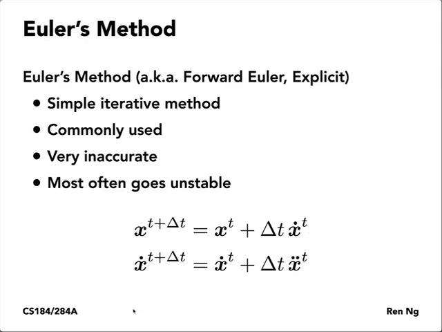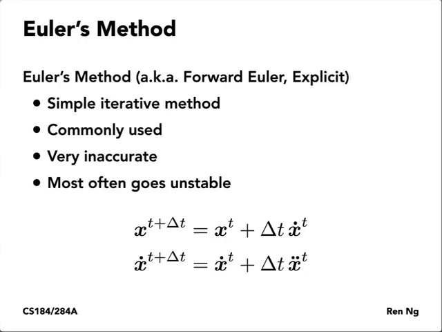Then we update the velocity as well, so we say x dot at t plus delta t is equal to x dot of t, the original velocity, plus delta t times the acceleration at the beginning of the interval. Now, the key about this is that we use both the velocity at the beginning of the interval and the acceleration at the beginning of the interval in order to do the updates.